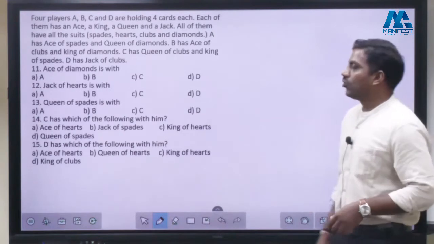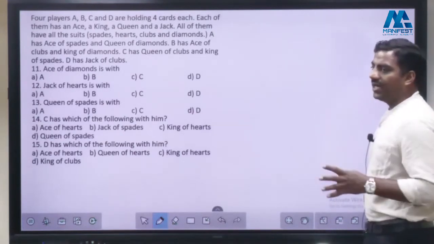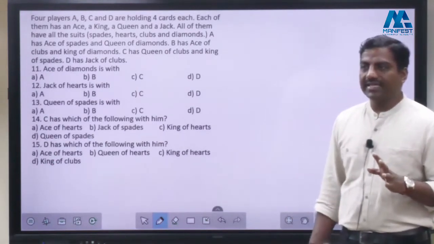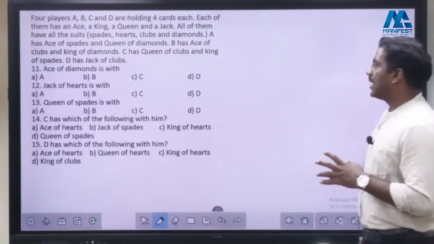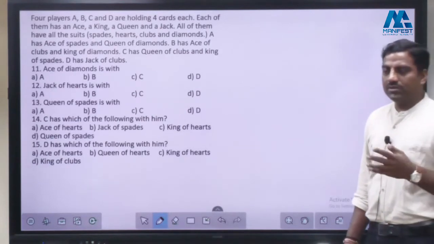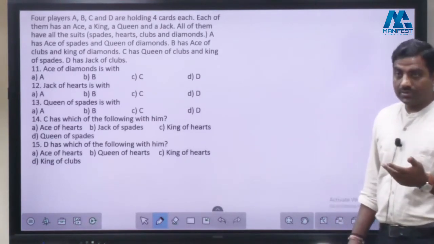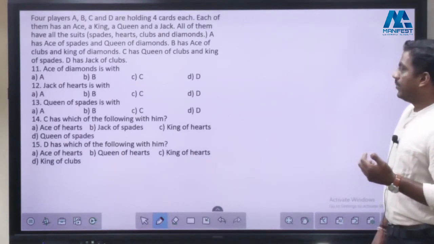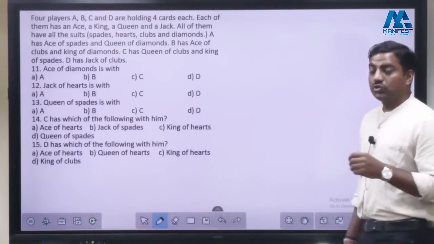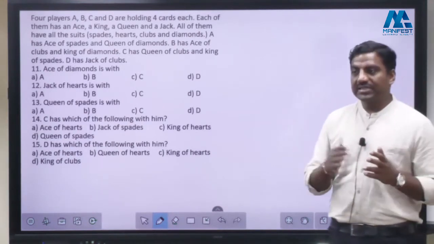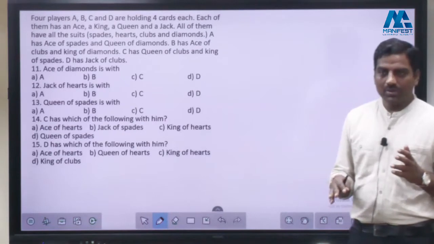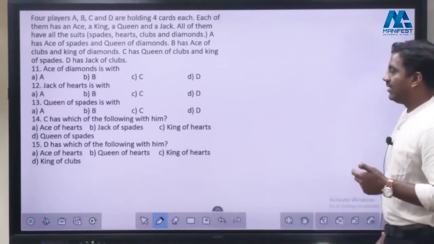A, B, C, D are holding 4 cards each. So here 4 persons are there, holding 4 cards each, so totally 16 cards are there. Each of them has an ace, a king, a queen, and a jack. But what shapes? All of them have all the suits: spades, hearts, clubs, and diamonds. So they have all 4. That is king, jack, queen, and ace also, and they have spade, club, diamond, and heart also. Okay. Now they are giving the details.